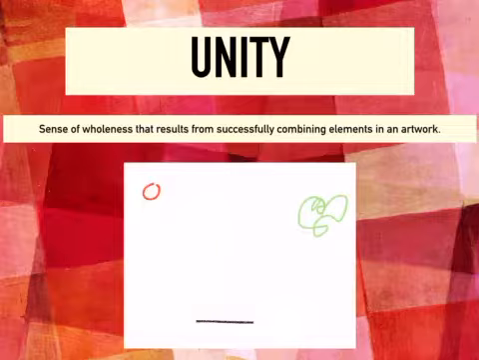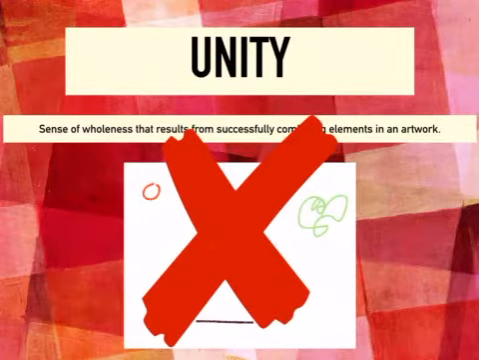Now, after looking at it further, I don't think that this piece of art really has that much unity. The circle has nothing to do with the scribble, which has nothing to do with the line. They're not the same color, they're not the same shape, they're not the same size. Nothing's the same. Nothing goes together. So this picture lacks unity.